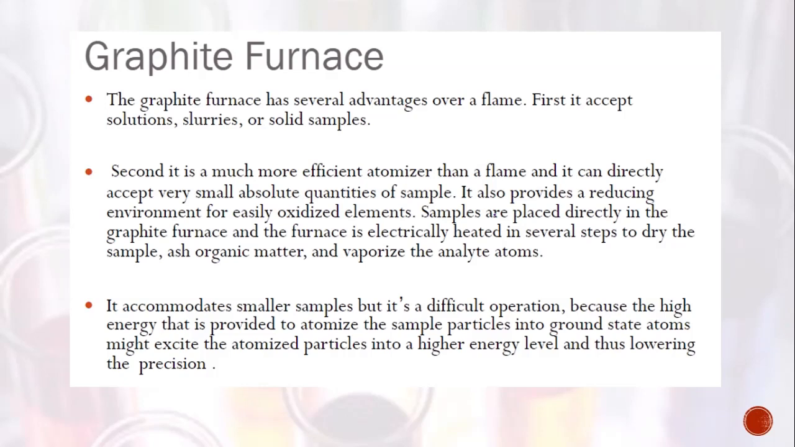It also provides a reducing environment for easily oxidized elements. Samples are placed directly into the graphite furnace, and the furnace is electrically heated. So you place your sample onto a graphite furnace, and then the furnace is electrically heated in several steps to dry that sample, then convert it into ash organic matter and vaporize it. It can accommodate very small samples because the high energy is provided, and it can excite and atomize those particles.